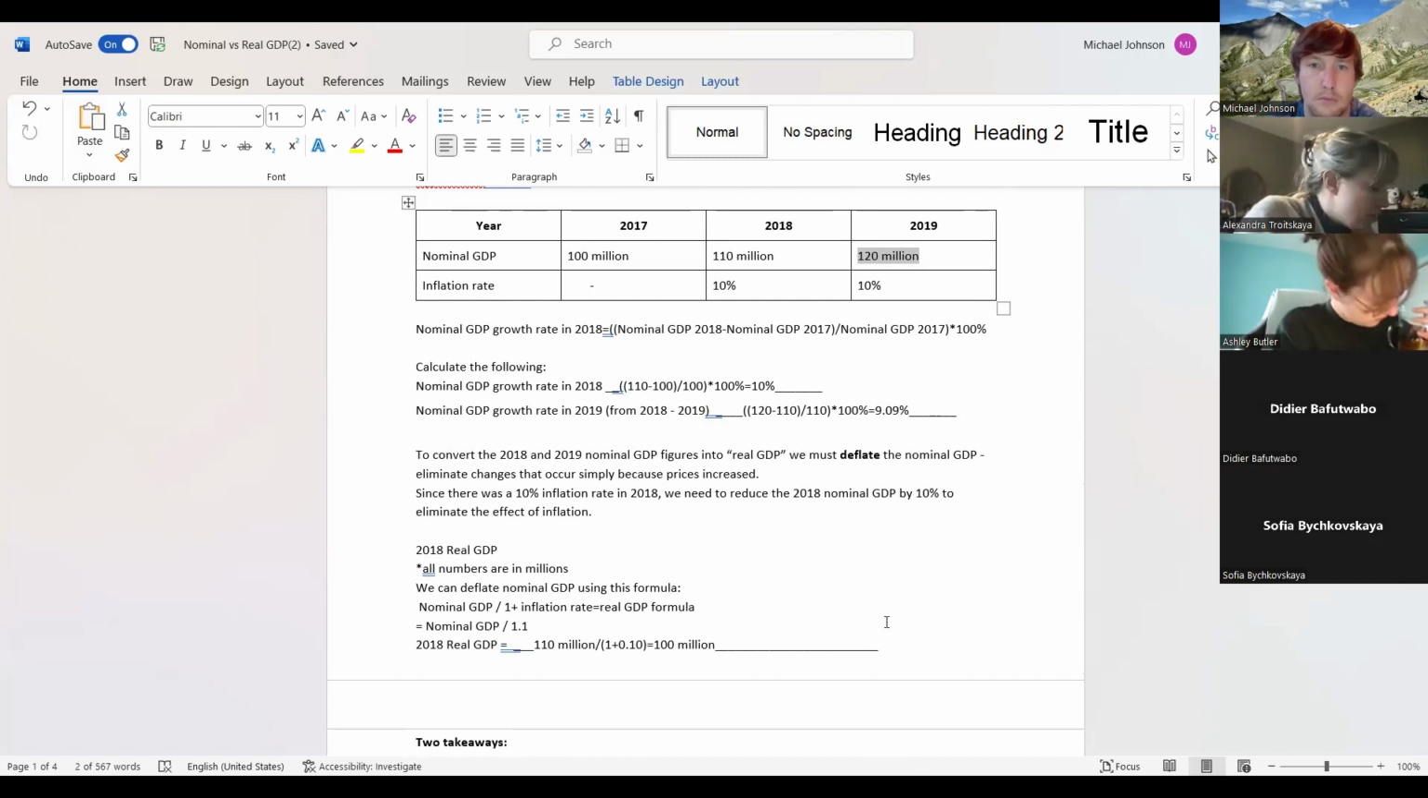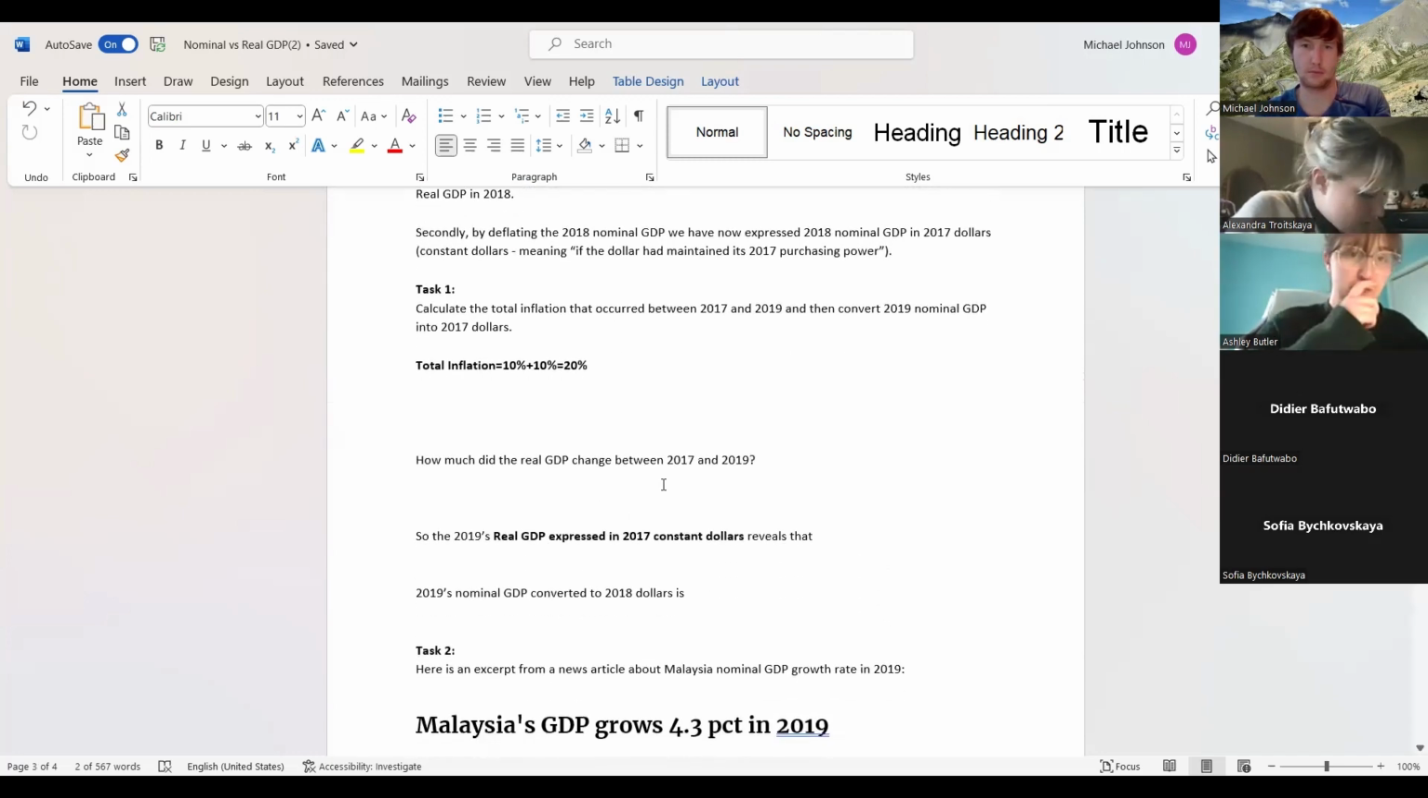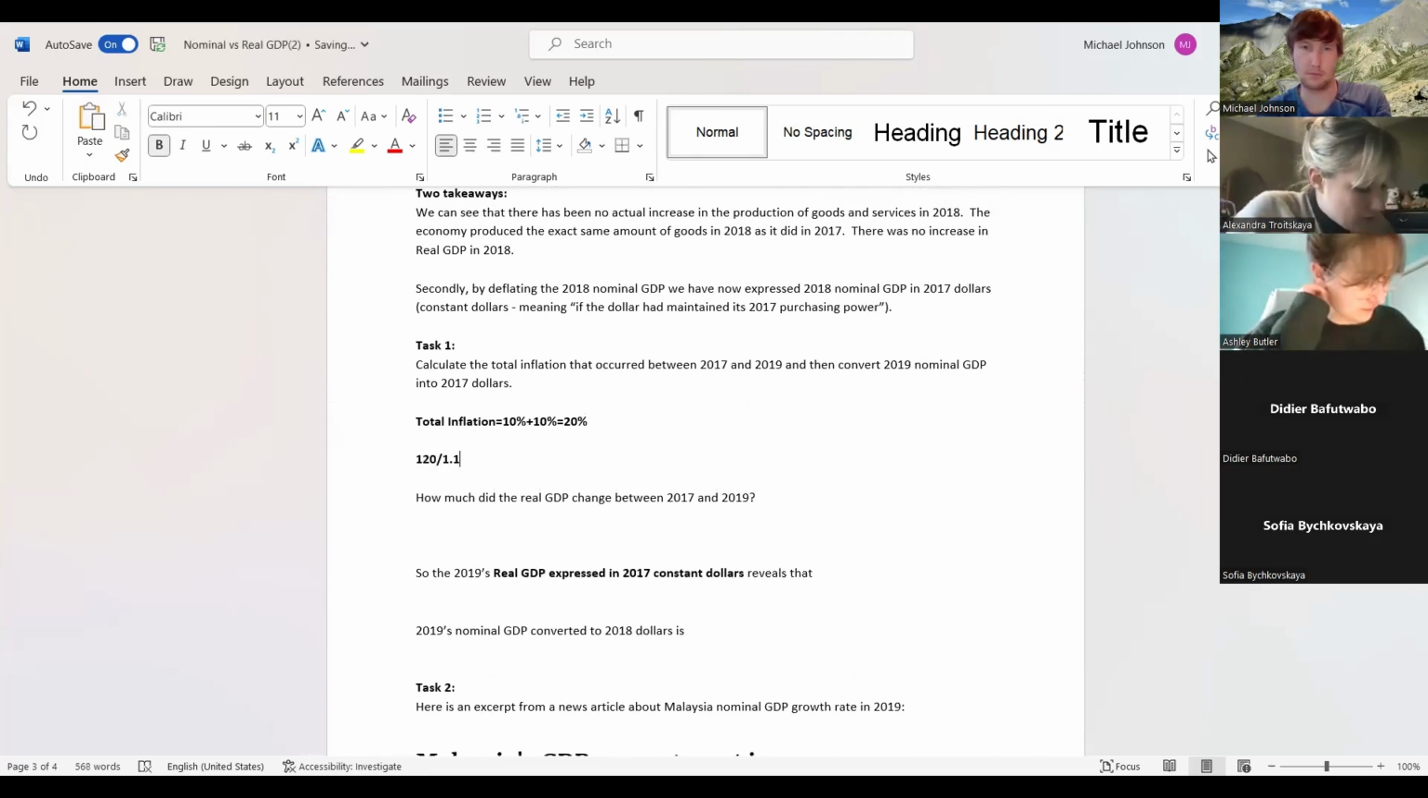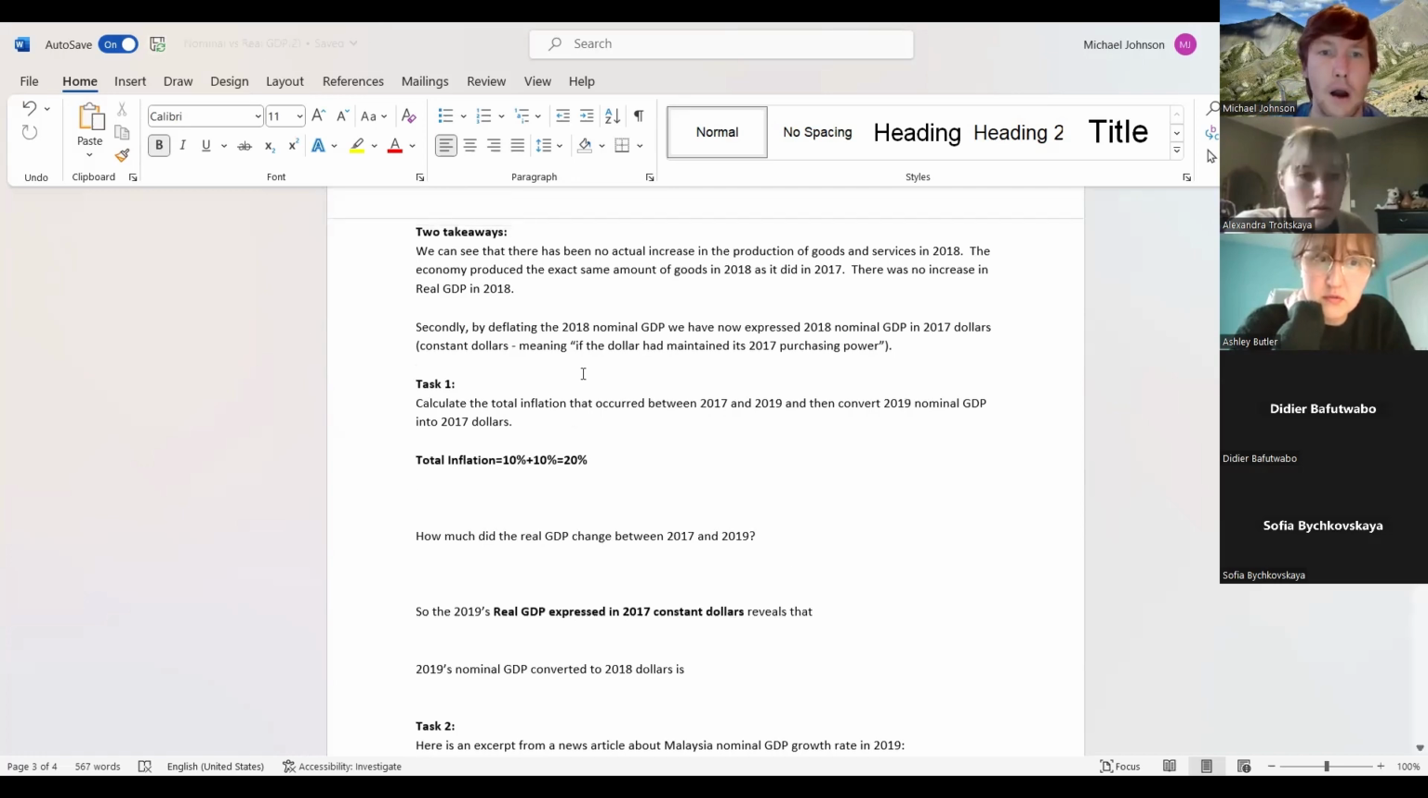120 divided by 1.1. So it will be 109.1 million. And after that, this is the 2019 rate. To convert it, we have to divide by the inflation rate, right? Because of the inflation, it's vice versa. So it will be 0.8 of the total cost. So 109.1 multiplied by 0.8 equals 87.28. That is not what I did and not what I got. So I don't know. So good try.